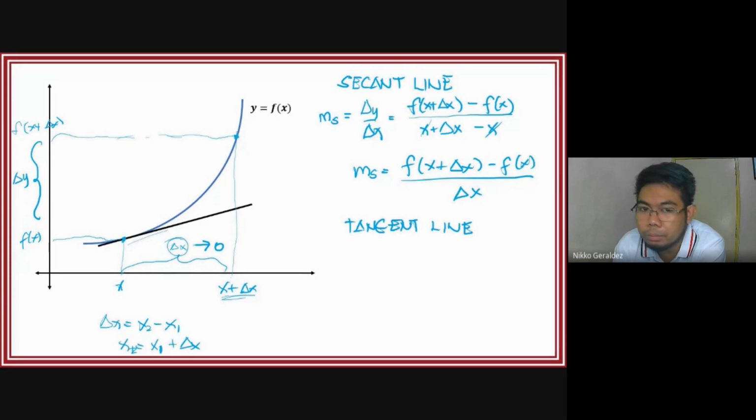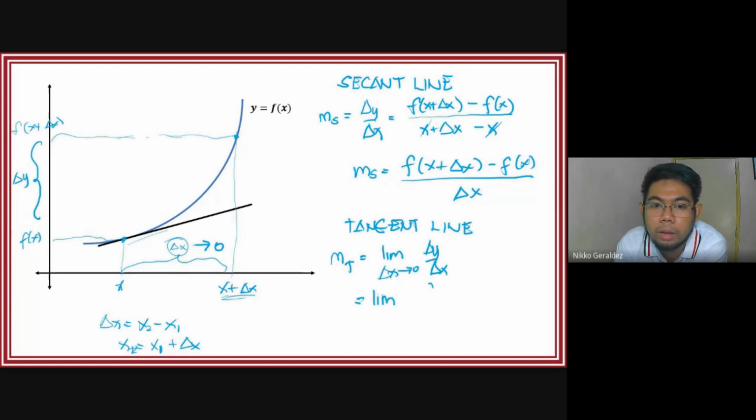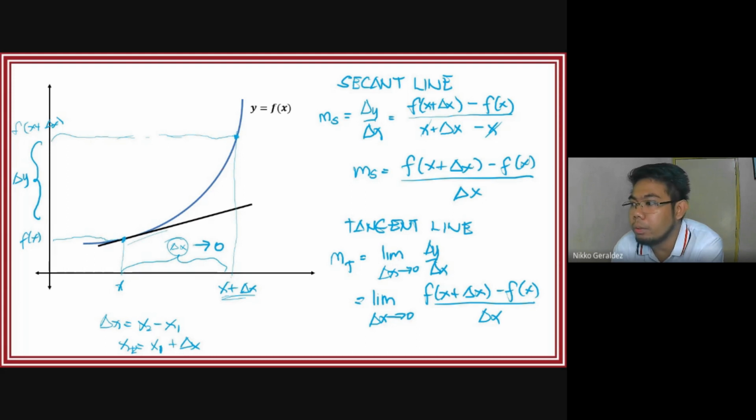Kaya lang, pinagkaiba, in-approach natin yung delta x to 0. Or we have, slope of the tangent line is equal to the limit of delta y over delta x as delta x approaches 0. Or, limit of f of x plus delta x minus f of x over delta x as delta x approaches 0. Okay po. So, ayan yung formula natin for the slope of a line tangent to a curve.